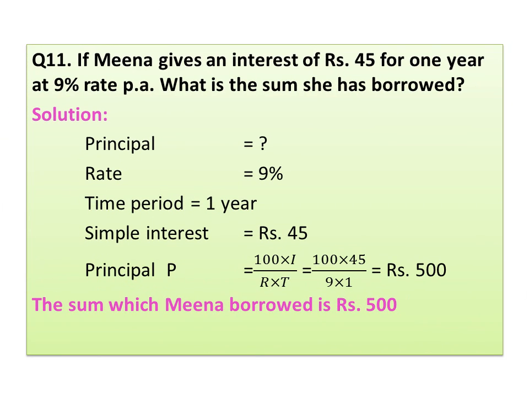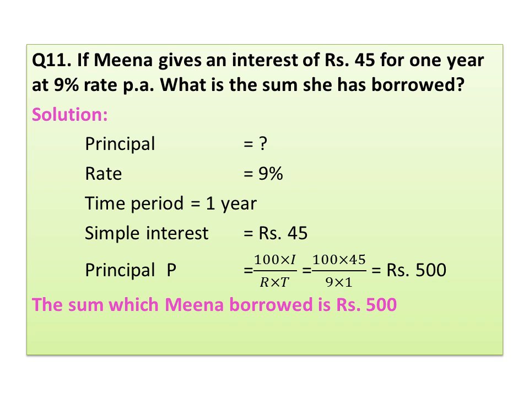Okay children, this exercise's last question. Question number 11. If Meena gives an interest of rupees 45 for 1 year at 9% rate of interest per annum, what is the sum she has borrowed? Here the sum she has borrowed, that we have to find out. Sum she has borrowed means the principal. Rate of interest is given, 9%, time period 1 year, simple interest 45 rupees. So here we have to find out principal.